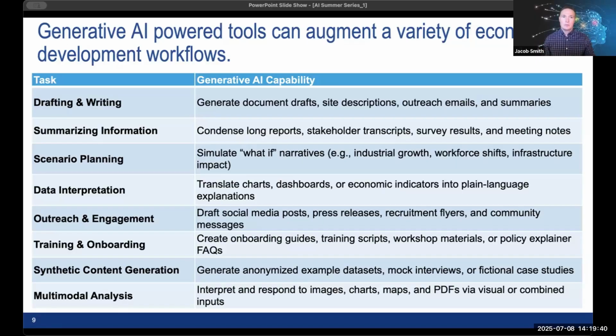You can use it for outreach and engagement, which we kind of talked about, training and onboarding, synthetic content generation. So in cases where maybe there's some very confidential or proprietary data that you don't really want to get out there, you can create synthetic versions of that that are not using the real data in order to help get a better understanding of a situation or simulate scenarios. And we talked about the multimodal analysis, but these models are really getting to the point where they can look at a chart and analyze the data that is in that image and give you a textual response based on that content.